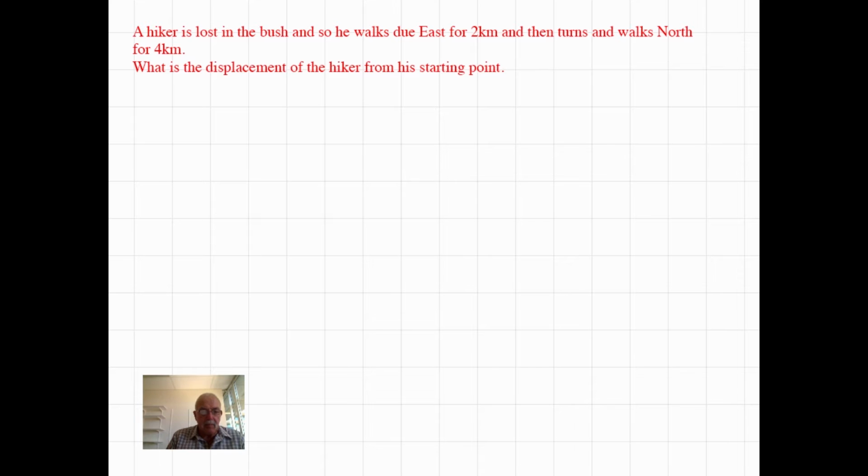We need to pick up some keywords here, and the word displacement means that we're talking about vectors. This is a vector situation. And with a lot of these questions, it's really important to put down a good diagram, and a good size diagram which has got all the information.